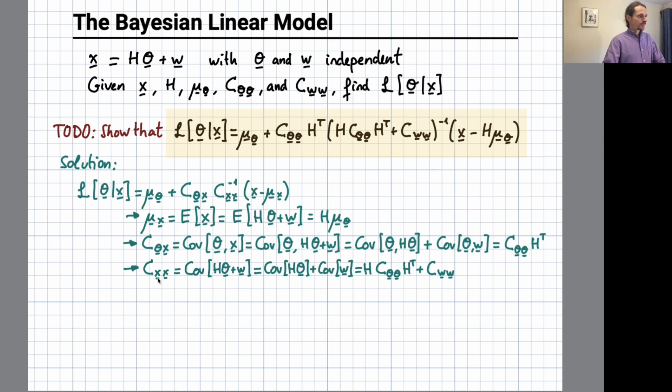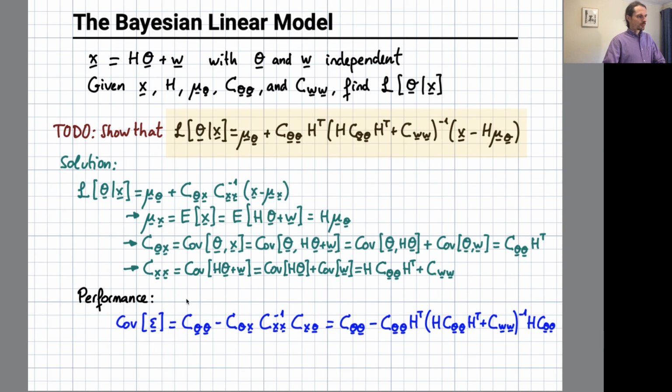The covariance of x x follows in a similar way, but now in order to perform this step we need to use the fact that theta and w are uncorrelated, and therefore the covariance of this sum equals the sum of the covariance matrices. And one can again apply the same properties, and this is what we obtain. Just substituting these quantities here, we will recover this expression that we needed to show.